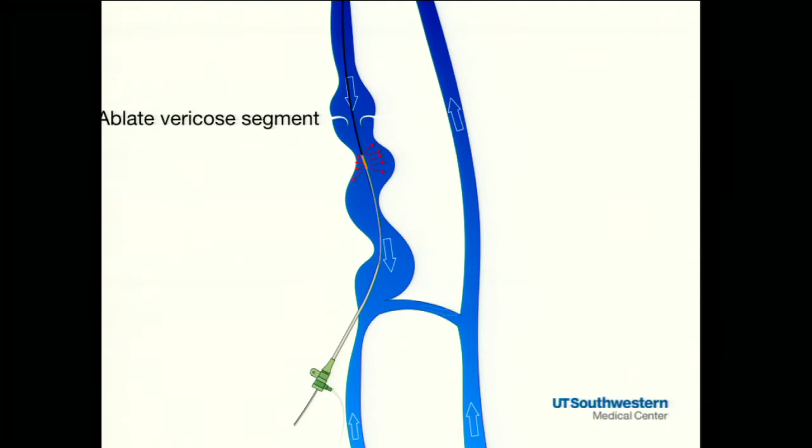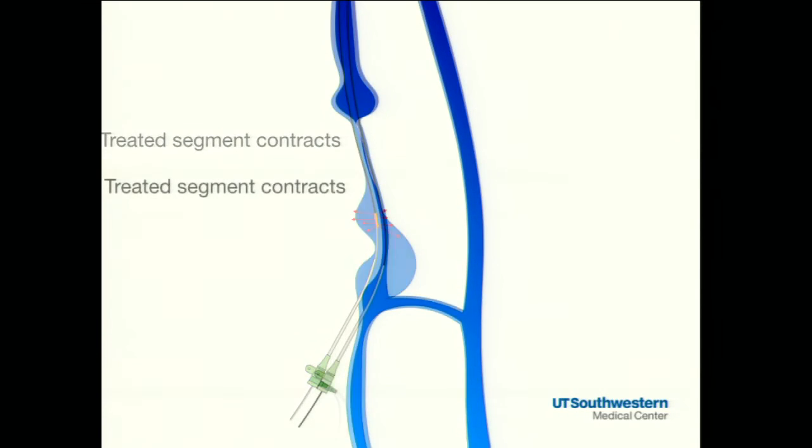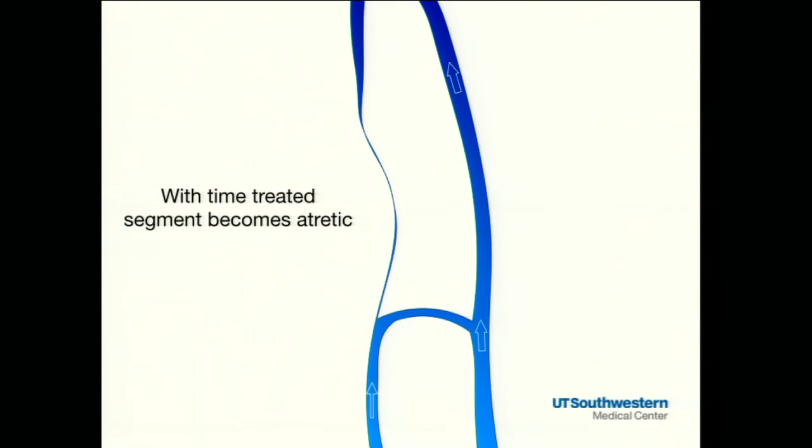So there's really two technologies for ablating the varicose veins. There's a laser, which we have here, as well as radiofrequency ablation. Same concept, you're destroying the endothelial lining of the vein. The vein really, it's kind of amazing, shrinks up right as you're doing it, and then you're left with an atretic segment over time. These patients do really well.